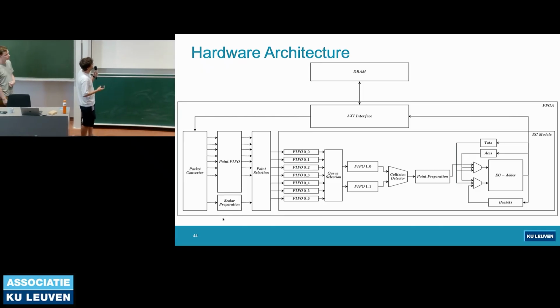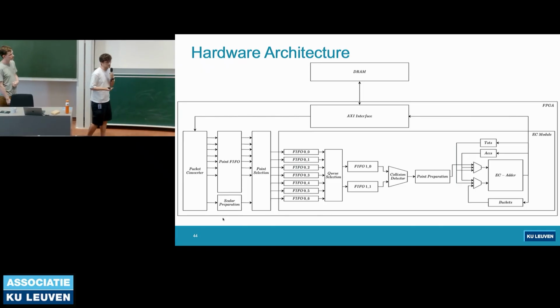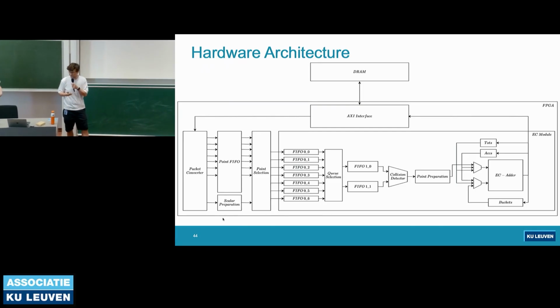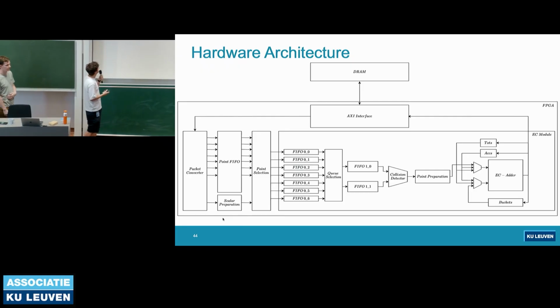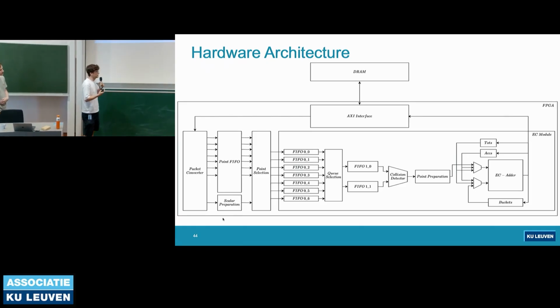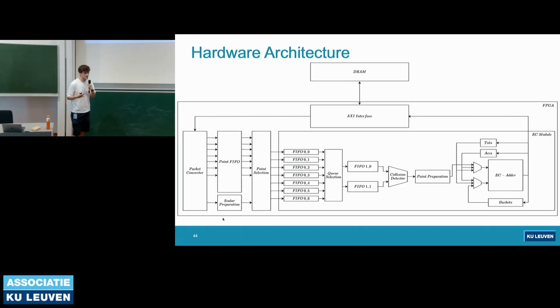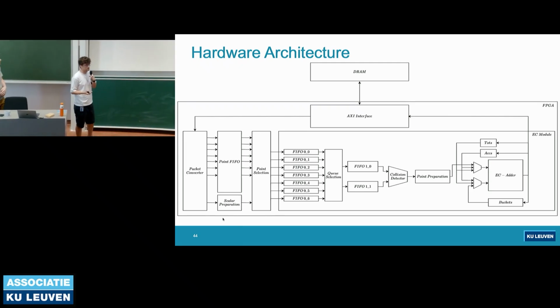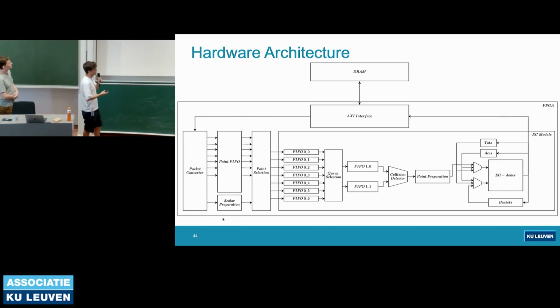So this is all implemented on FPGA. Our points and scalars are stored in memory. They're then fetched by our interface. And we have then 7 points that are then stored in the FIFOs. Remember, we are using window sizes of 19 bits, giving us 14 windows in total. But because we have an endomorphism, we only need 7 windows per scalar.